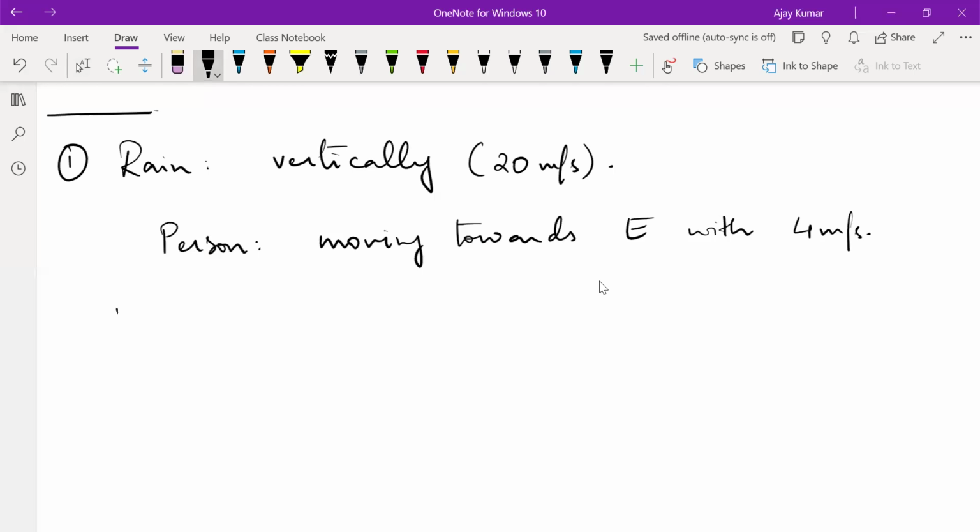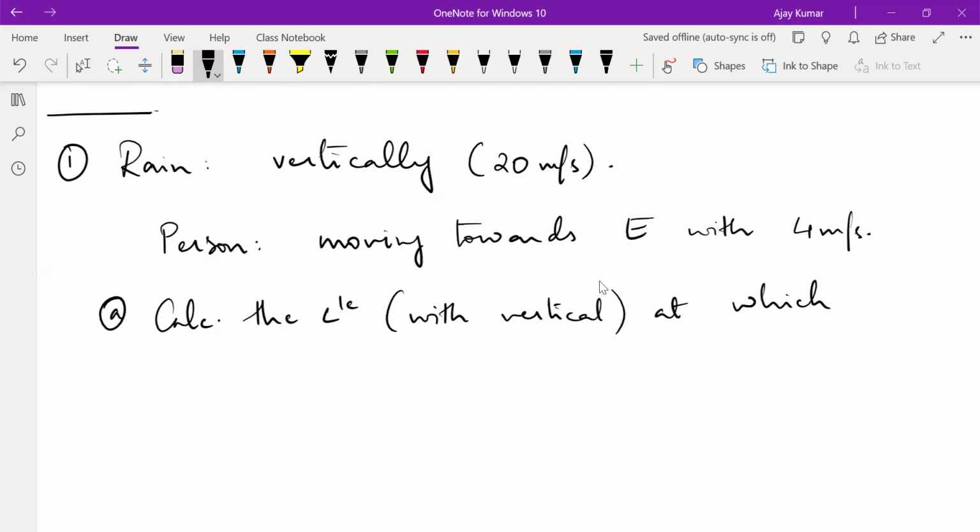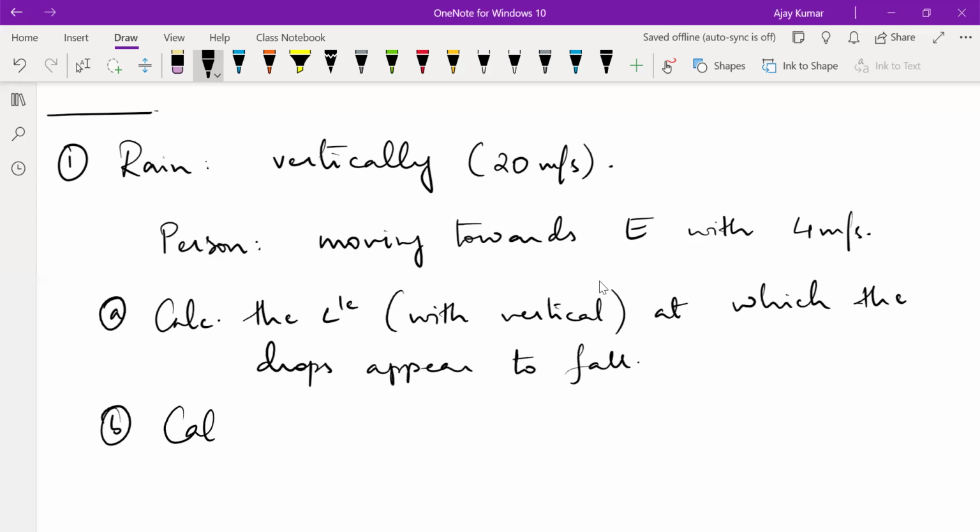Okay. So first question, calculate the angle with vertical at which the drops appear to fall. Next part, calculate the speed with which they appear to fall relative to the person.